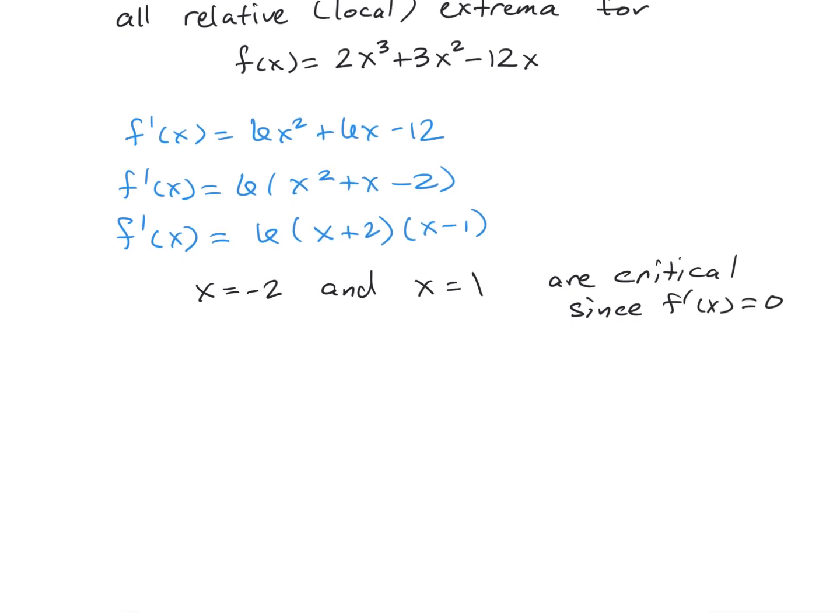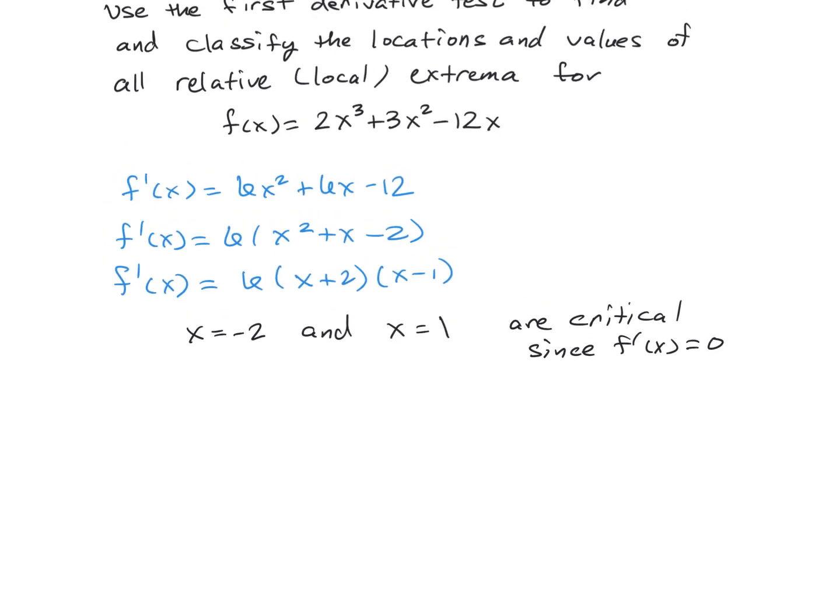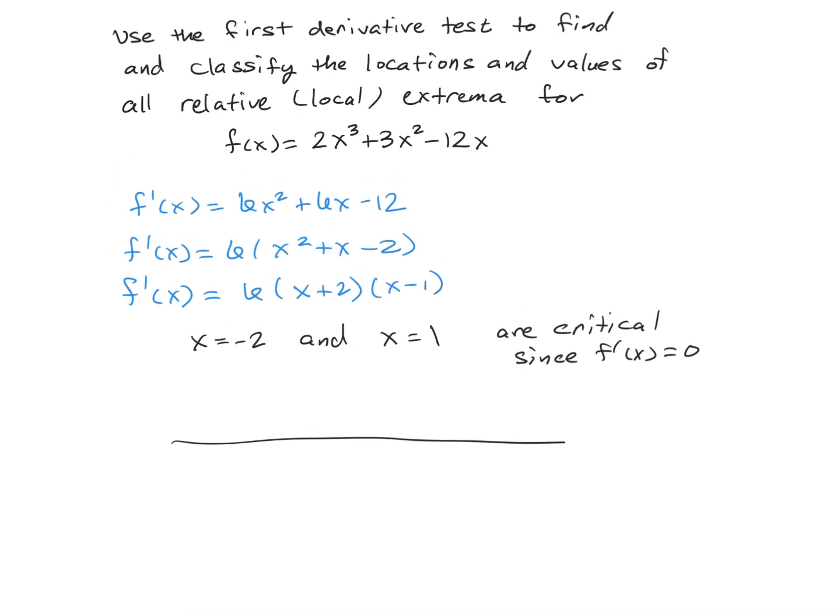The next thing we need to do is draw a number line. So we're going to draw a number line for our derivative. And once again, we're going to plot our two critical numbers, -2 and +1. And again, our derivative is 0 at those two locations. All right, so next thing to do is now pick test values on different sides of these critical numbers to see if we have a positive or negative derivative.